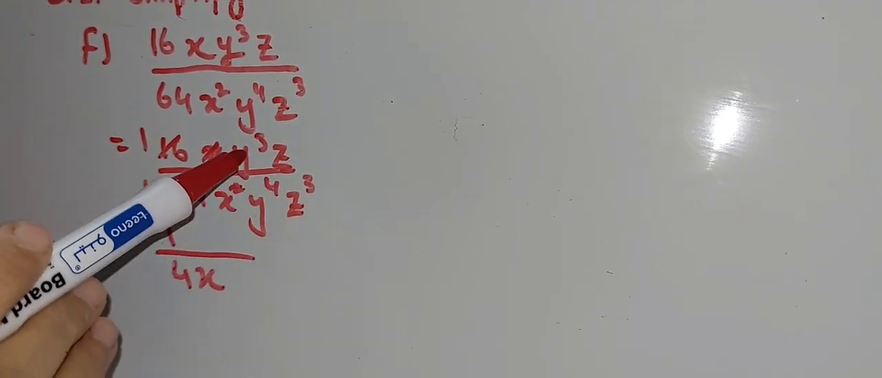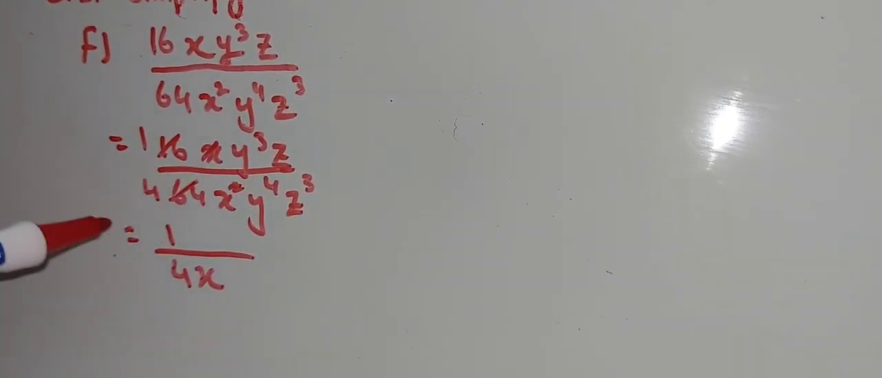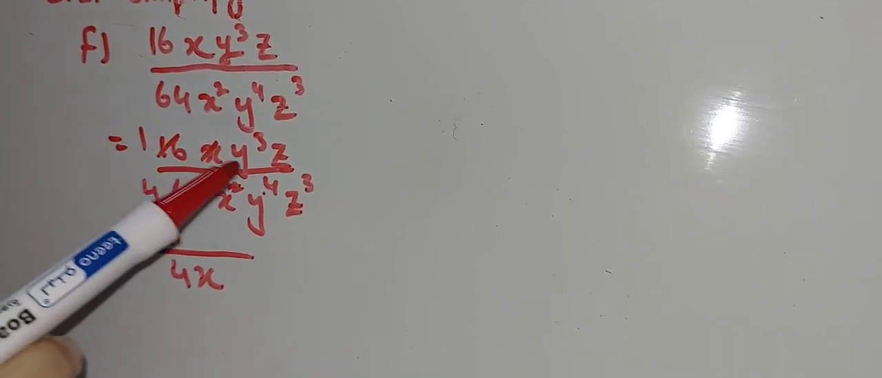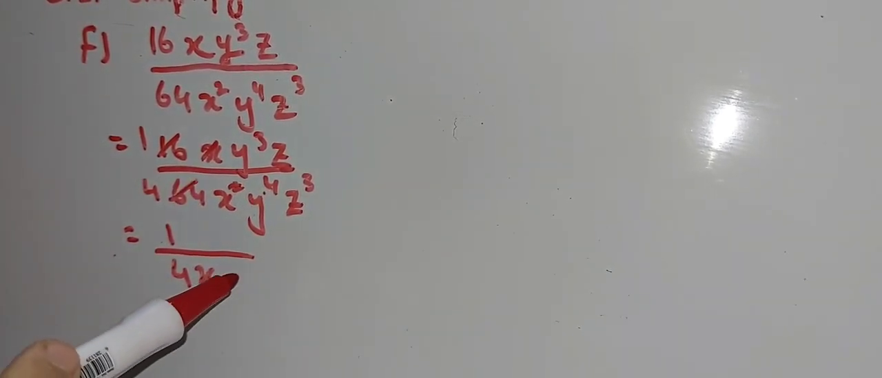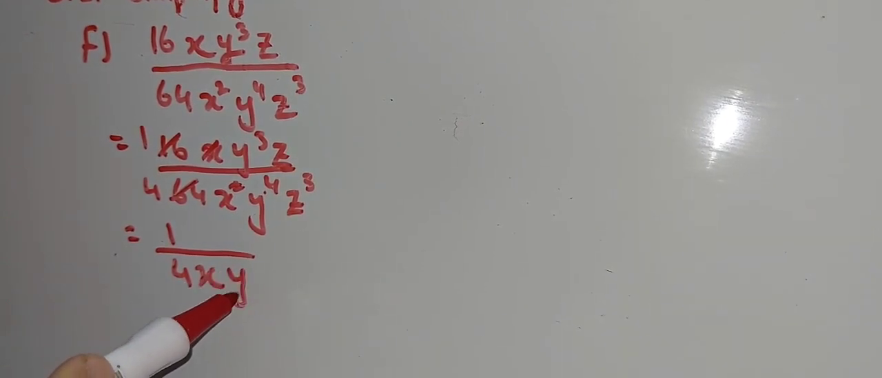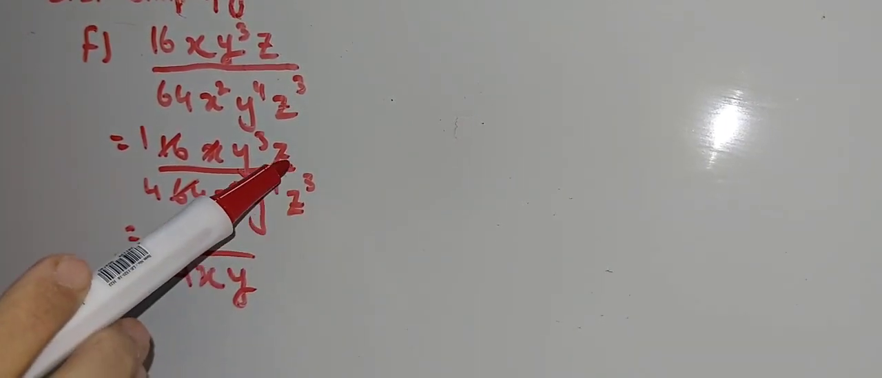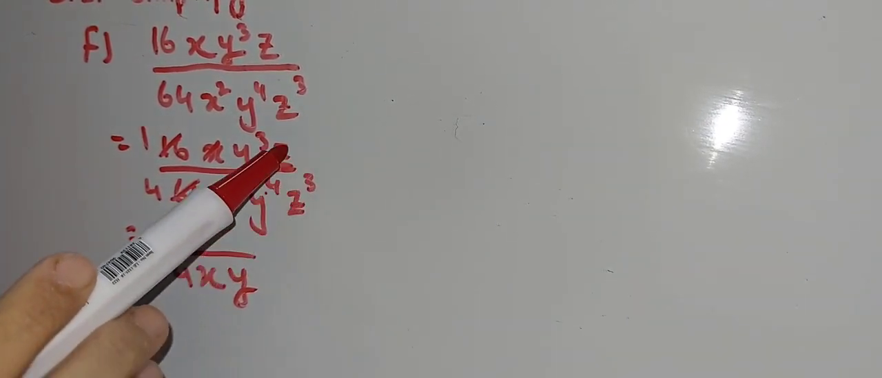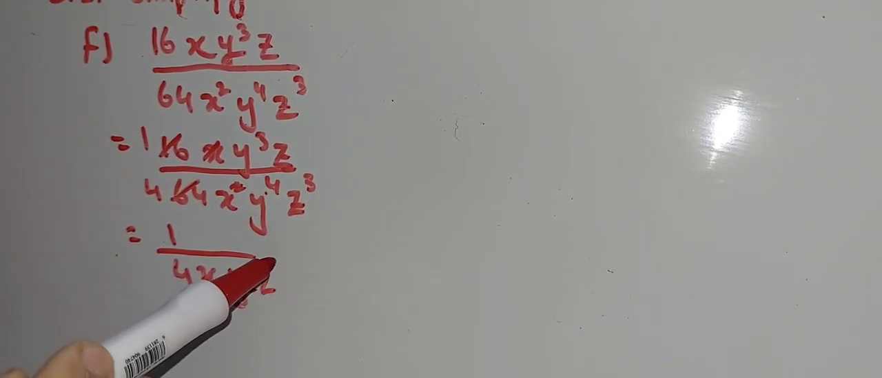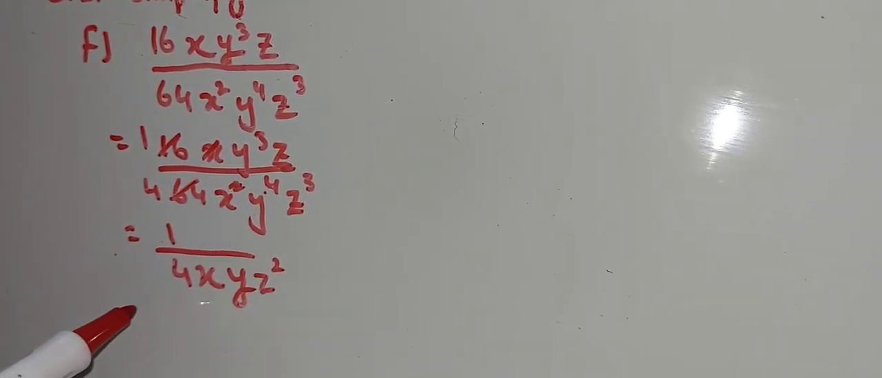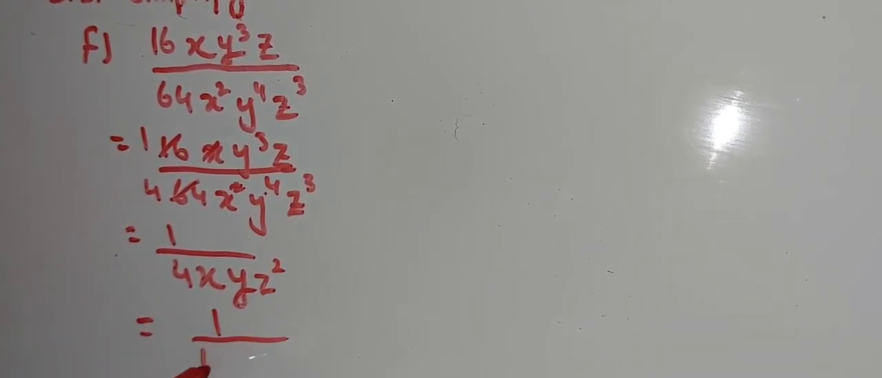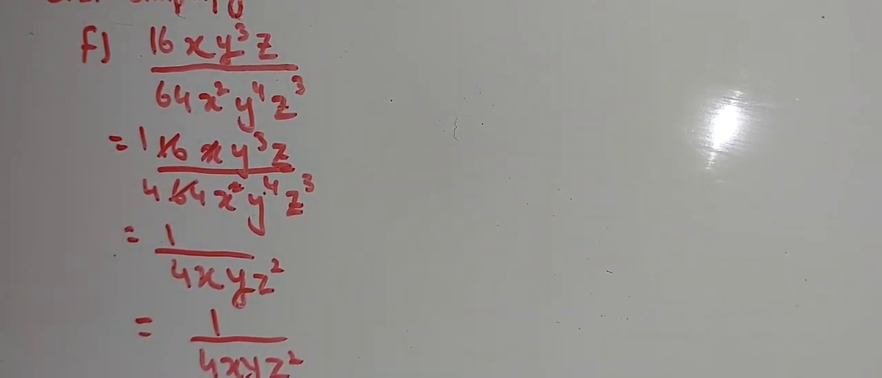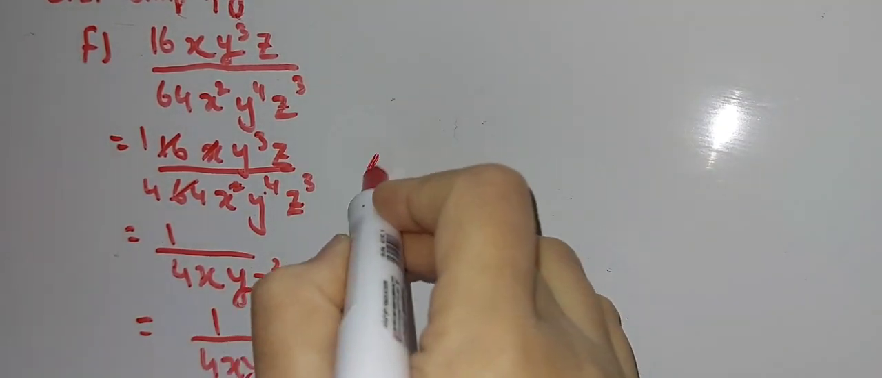Now y4 and y cube. Y cube is in the numerator and y4 in the denominator, so 4 minus 3, here 1 is left. So y will come here. And z cube and z: again the denominator has the greater value, so 3 minus 1 gives z square. So our answer will become 1 upon 4xyz square. Okay, I am going to solve this one with another method as well.